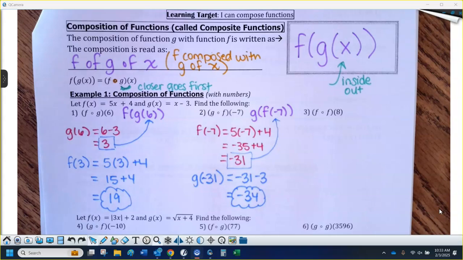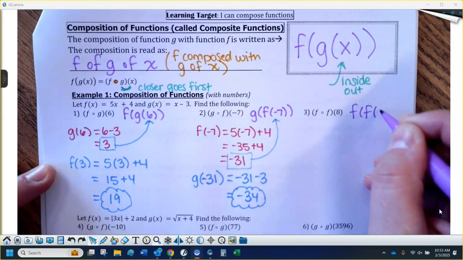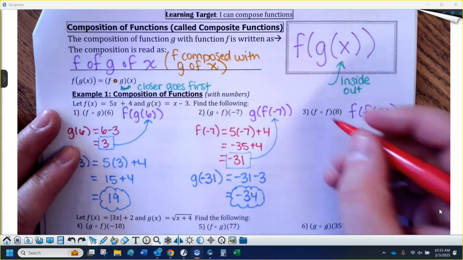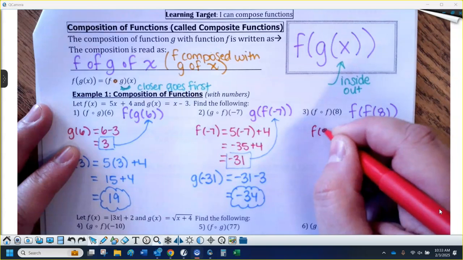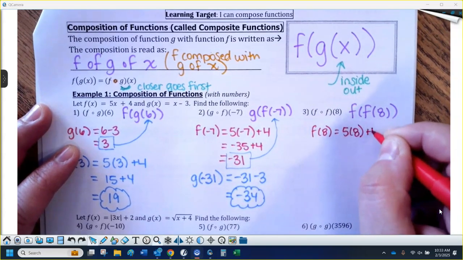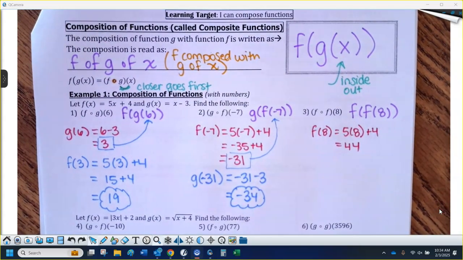You're basically just going to plug these numbers both into the same function. So the notation here would look like f of 8 if I was using the parentheses, or if you like the little fog notation, use that. So I do f of 8 first, so it'd be 5 times 8 and then plus 4, which should just be 40 plus 4, so 44.